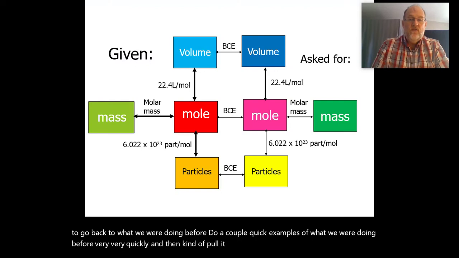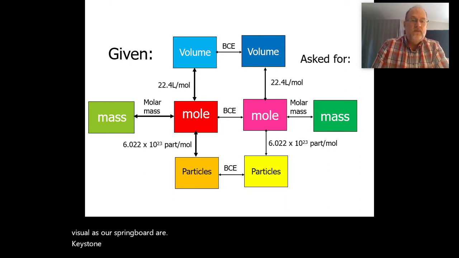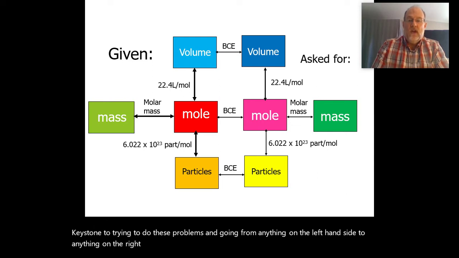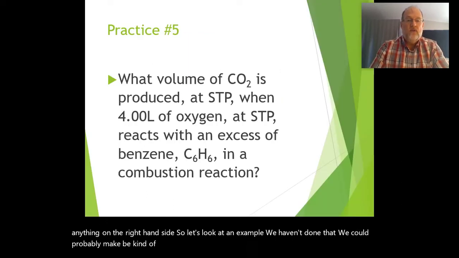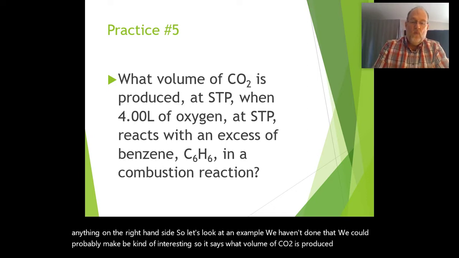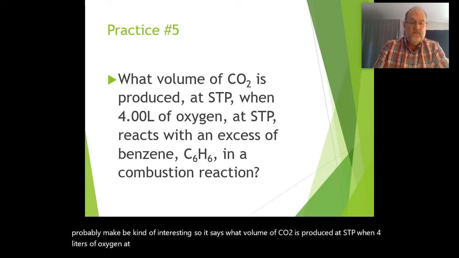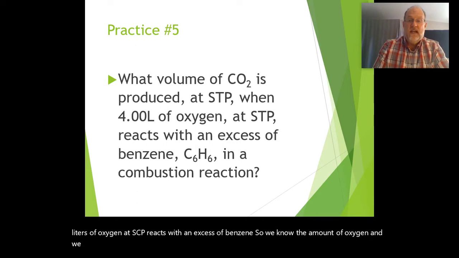So we've used this visual as our springboard, our keystone to trying to do these problems and going from anything on the left-hand side to anything on the right-hand side. So let's look at an example we haven't done that could be kind of interesting. It says, what volume of CO2 is produced at STP when 4 liters of oxygen at STP reacts with an excess of benzene? So we know the amount of oxygen, and we know that the benzene is in excess.